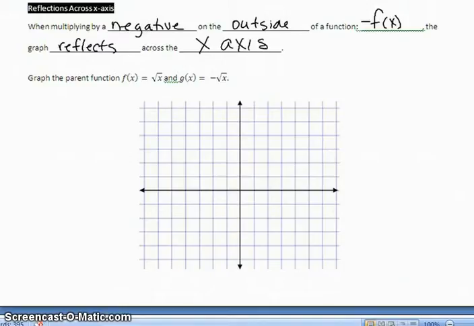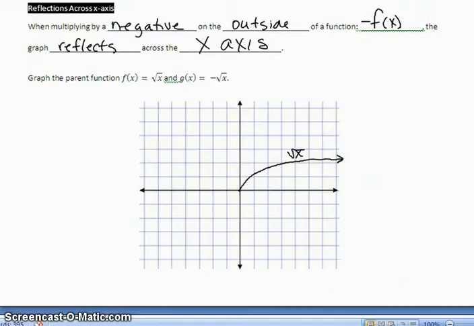So looking at my example, it says to graph the parent function f of x equals the square root of x. And if I remember correctly, I'm hoping I do, we start at the origin, and that is the graph of the square root of x. It starts at the origin, does not go negative.